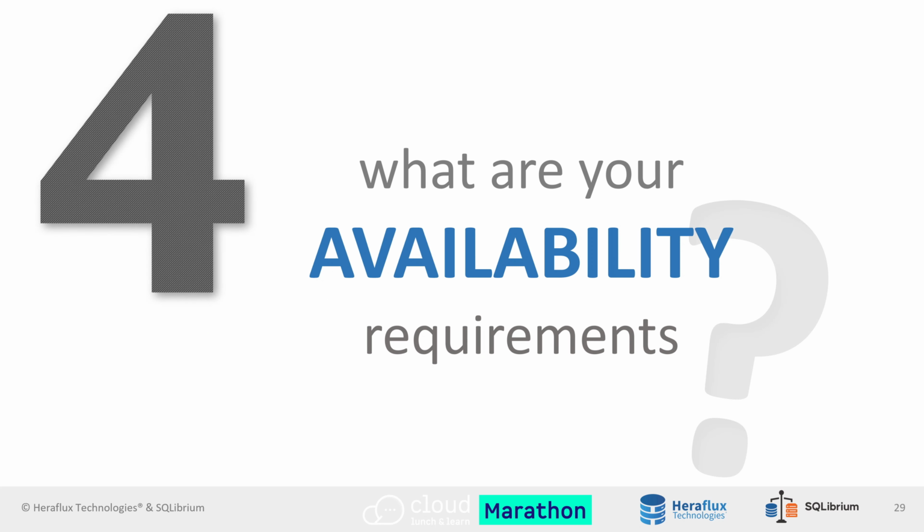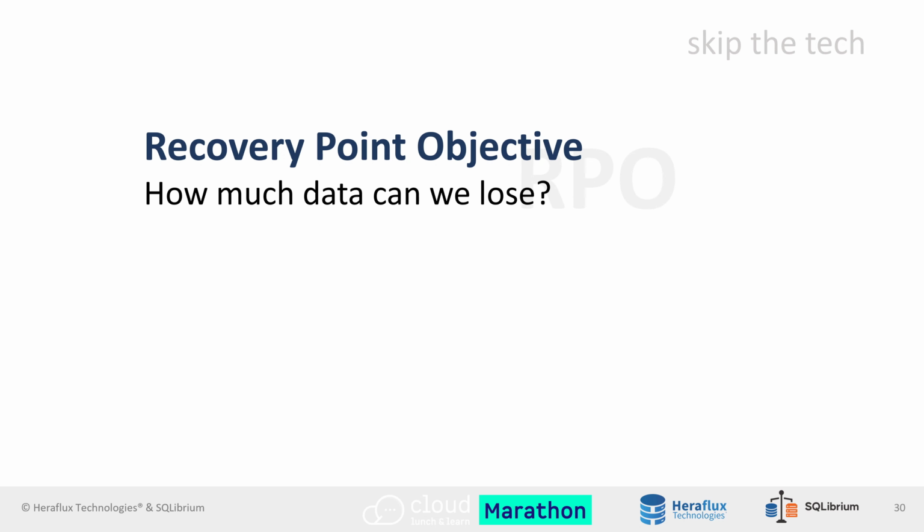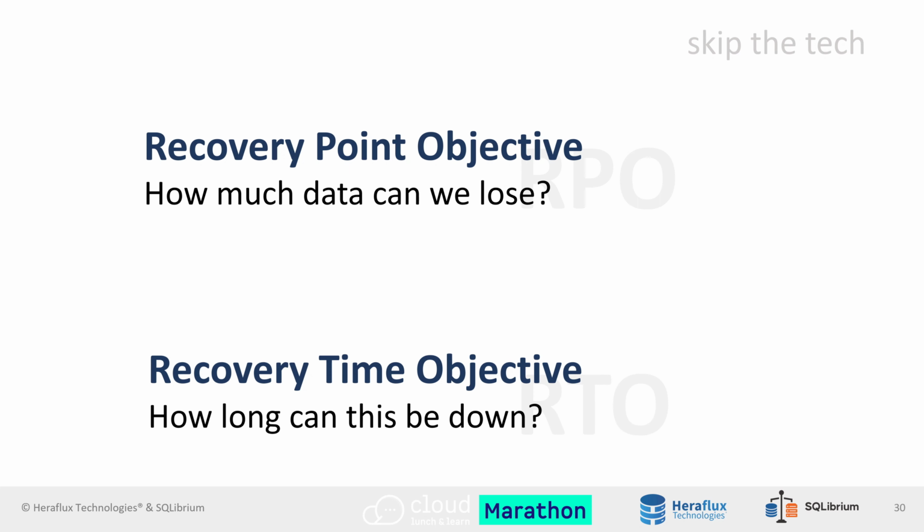Question number 4, what are your availability requirements? And this is a big one. So I'm going to tell you, skip the technology. You go straight to your C level. There are 2 things that you have to define in order to properly design this environment to be highly available and for disaster recovery. 1, there's a recovery point objective, or RPO. Essentially, how much data can you lose? And then there's a recovery time objective, or RTO. How long can this thing be down?